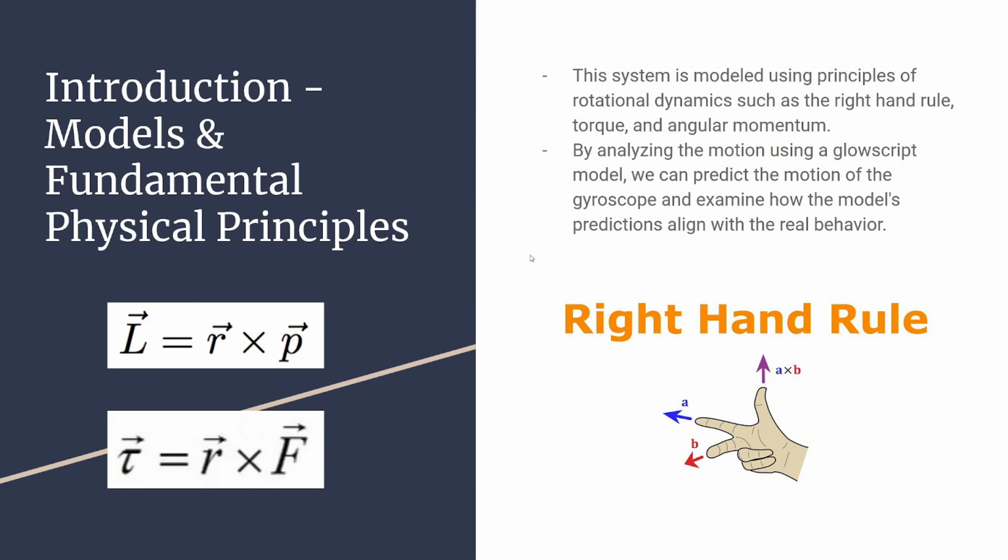The system is modeled using principles of rotational dynamics such as the right-hand rule, torque, and angular momentum. By analyzing the motion using a GlowScript model, we can predict the motion of the gyroscope and examine how that model's predictions align with the real behavior.